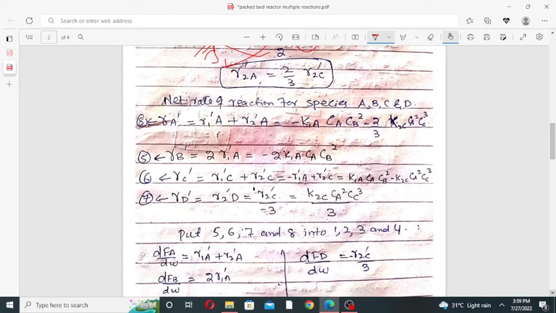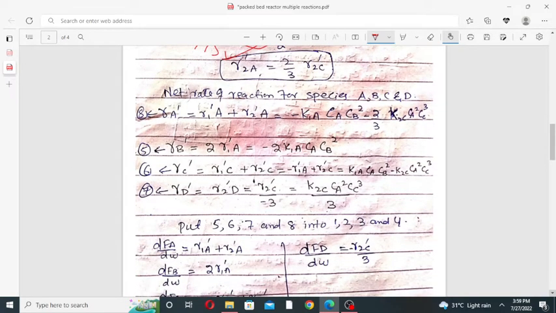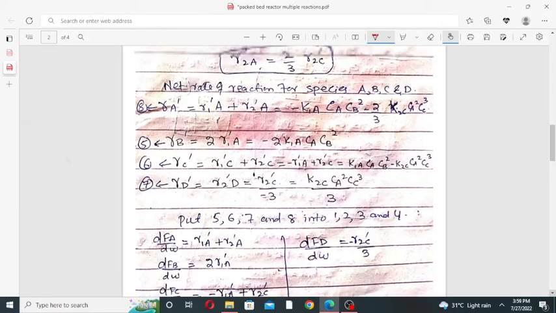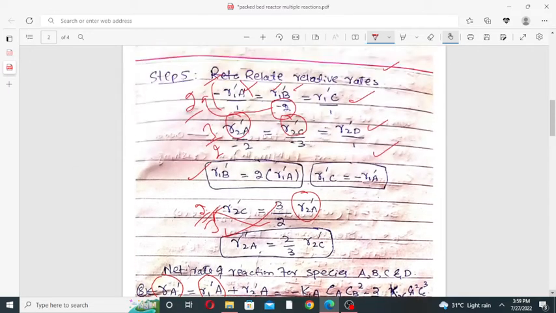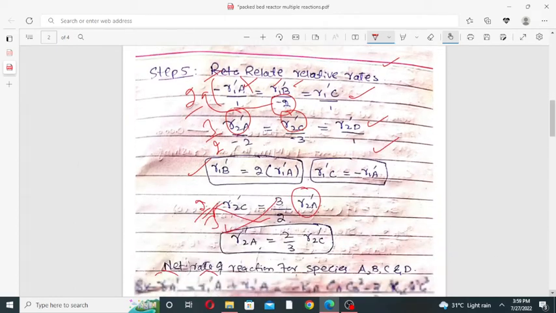So there are 4 species or 4 components: A, B, C, and D. So the net rate of component A, which is RA dash, is equal to R1A dash plus R2A dash. And as we know from the rate law, R1A dash is equal to minus K1A into CA CB square. So R1A dash is equal to this one from the rate law. You can check it from the rate law.